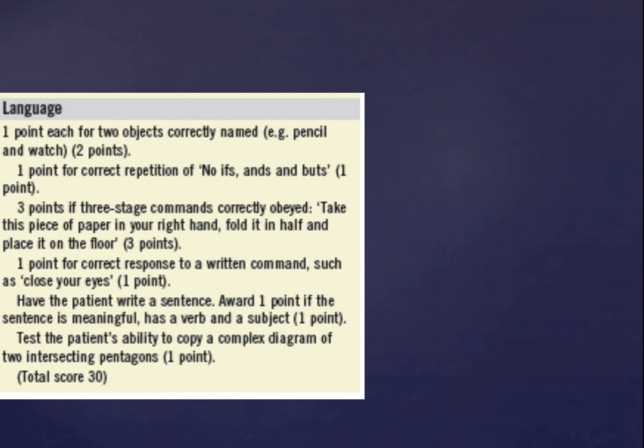Then have the patient write a sentence. Award 1 point if the sentence is meaningful, has a verb and a subject. Test the patient's ability to copy a complex diagram of 2 intersecting pentagons. So you give 1 point for that. So this means that they have a total score of 30 points.